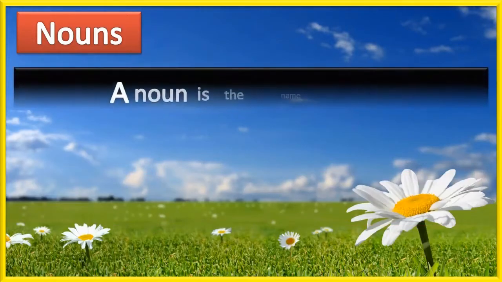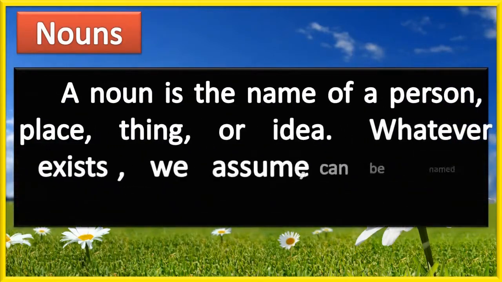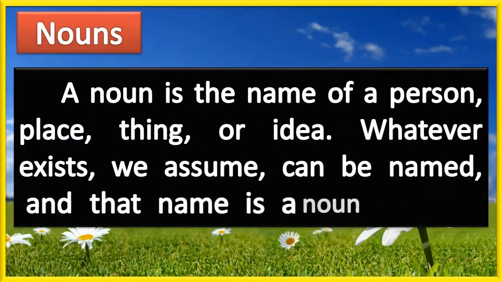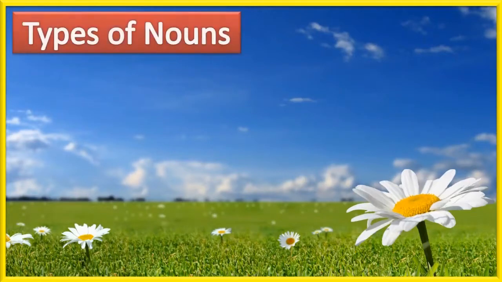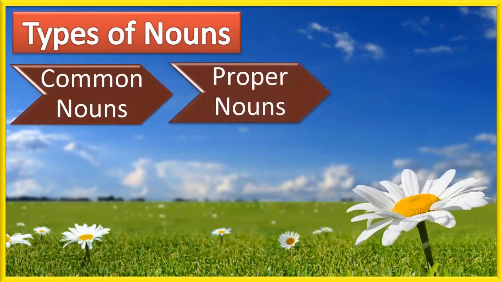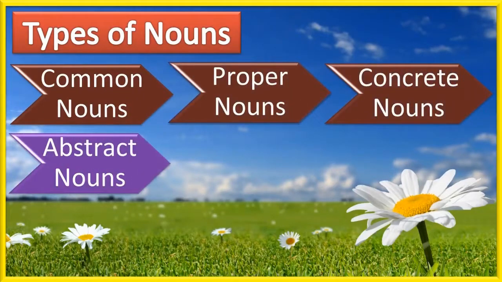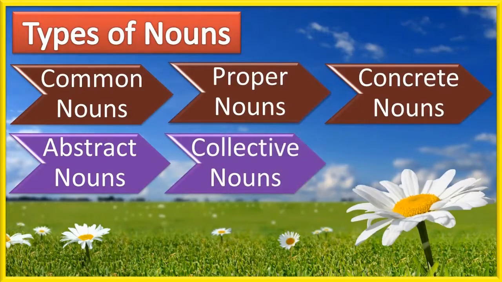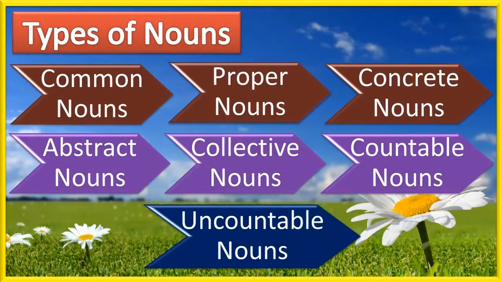So, a noun is the name of a person, place, thing, or an idea. Whatever exists, we assume can be named, and that name is a noun. Types of nouns. We have different types of nouns in English: common nouns, proper nouns, concrete nouns, abstract nouns, collective nouns, countable nouns, uncountable nouns.